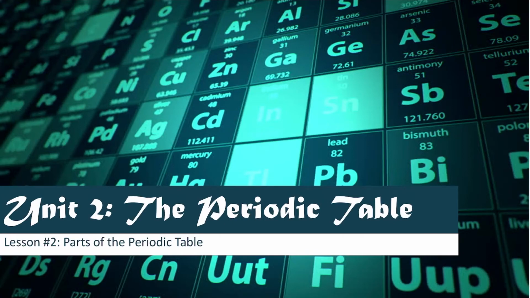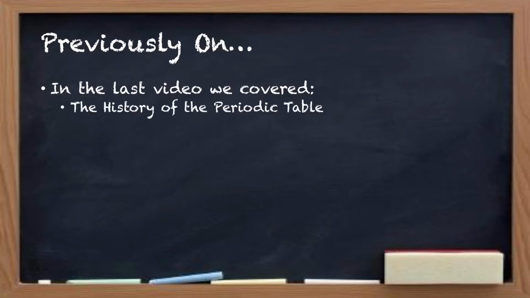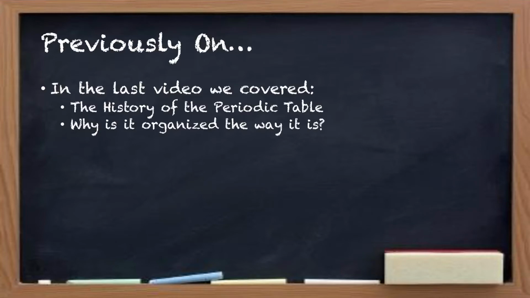This is going to be lesson 2 in Unit 2, and today we're going to go over the parts of the periodic table. So in the last video, we covered the history of the periodic table, why it's organized the way it is.